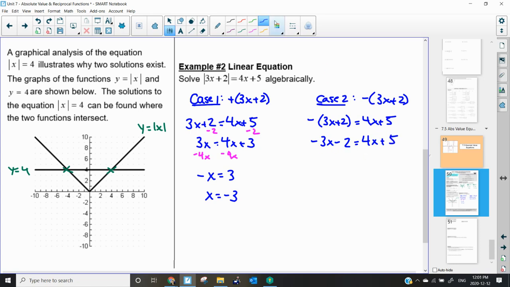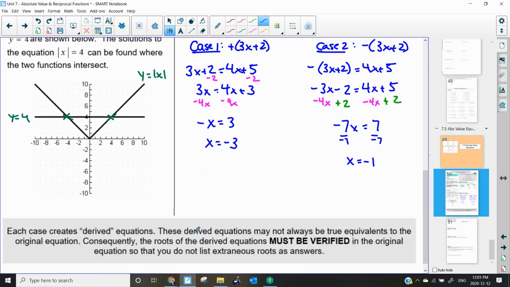Now, rearranging here, I can do this in one step or two steps if I choose. I'm going to add 2 to both sides, and at the same time, I'm going to subtract 4x from both sides. And so what that's going to give me is negative 3x minus 4x is negative 7x, and 5 plus 2 is 7. Now when I divide by negative 7 on both sides, I'm going to have x equals negative 1.